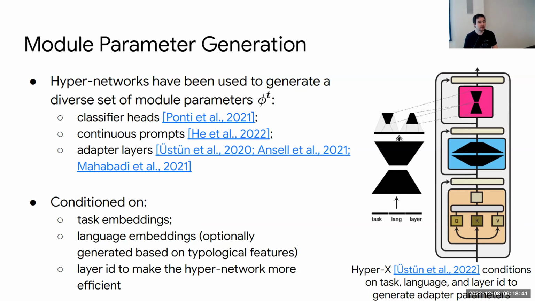And in order to make this hypernetwork more efficient, because again you have these additional parameters that you need to learn every time you want to generate, say, these adapter parameters, you can additionally condition them on the layer ID in order to share and use the same hypernetwork for your entire model, which can be very parameter efficient in practice.